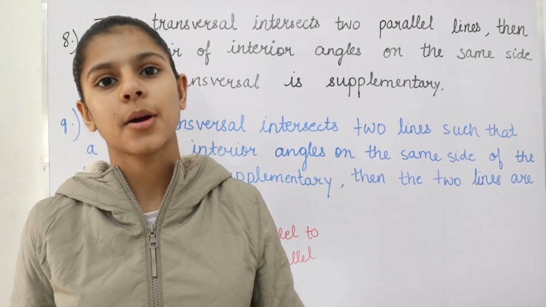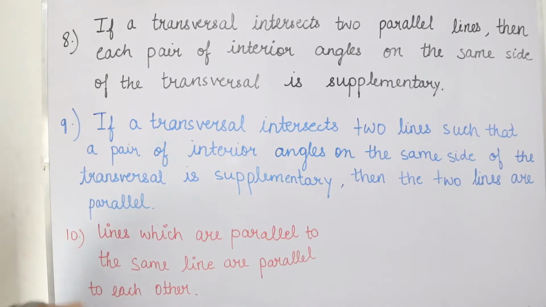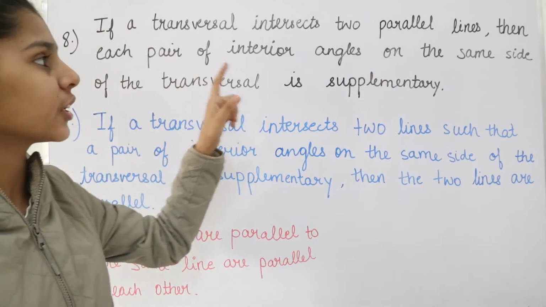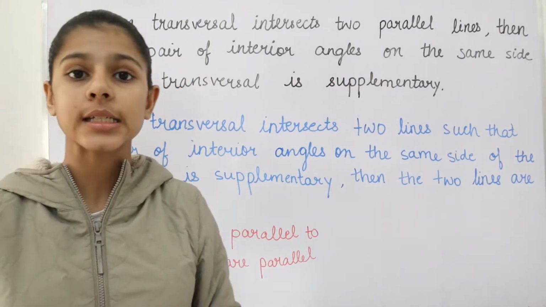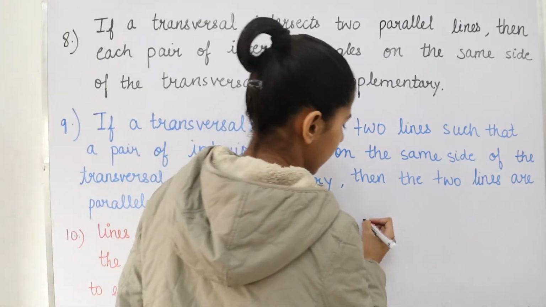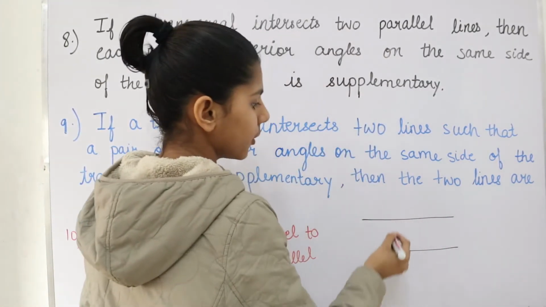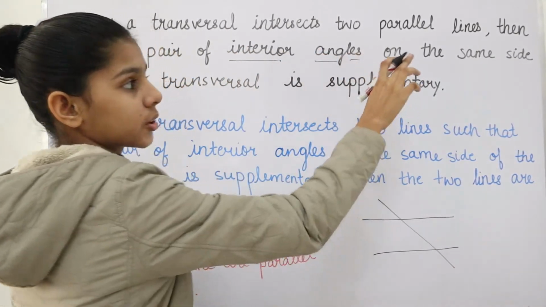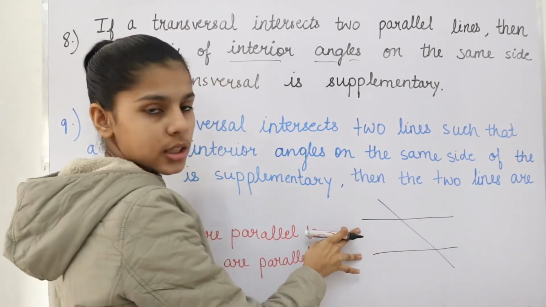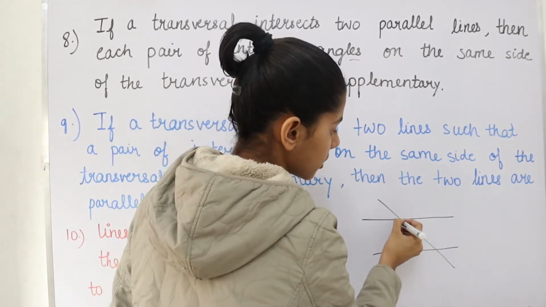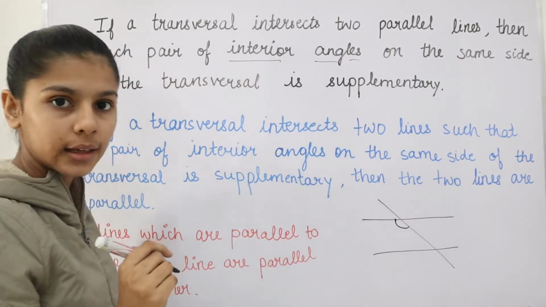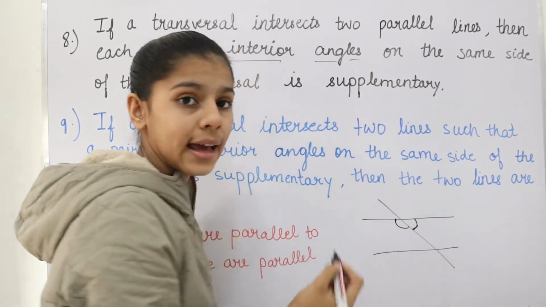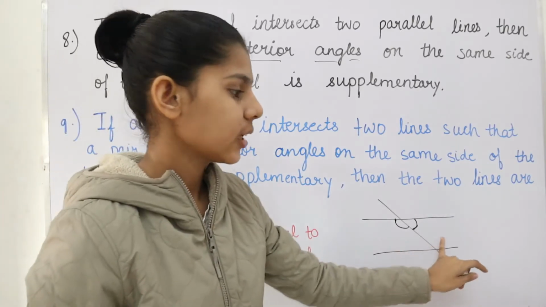So friends, now let's discuss the next 3 rules. The 8th one is: if a transversal intersects two parallel lines, then each pair of interior angles on the same side of the transversal is supplementary. Means if there are two parallel lines like this one, and a transversal is intersecting them, then the interior angles. Now what are interior angles on the same side? Interior means inside both these parallel lines. So this one will be one interior angle. On the same side means on the same line. So these both will be interior angles on the same side.